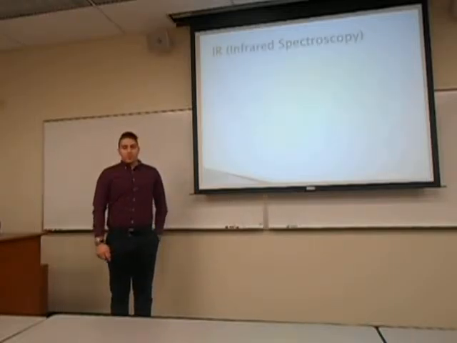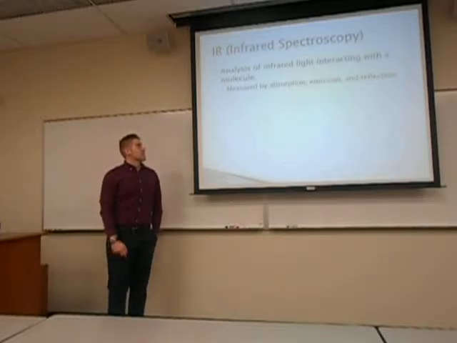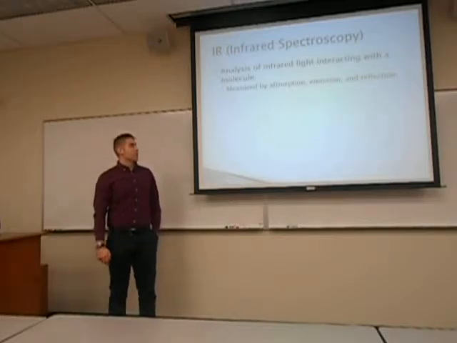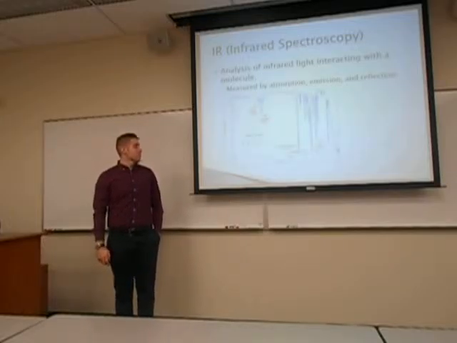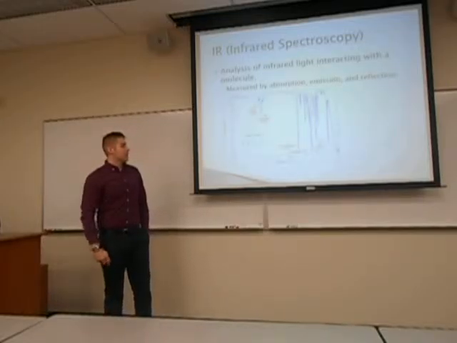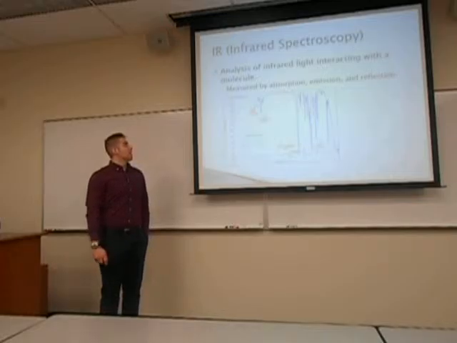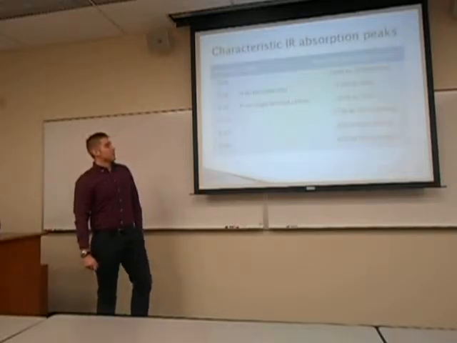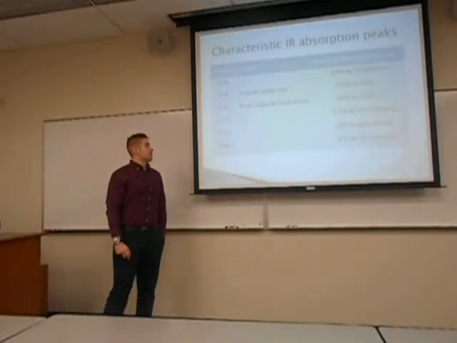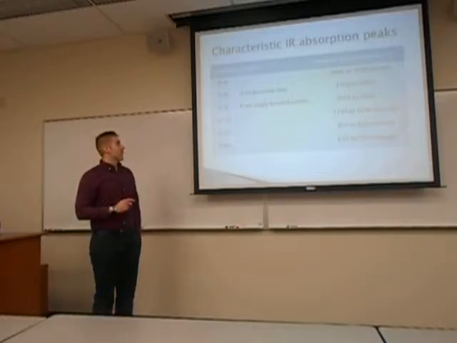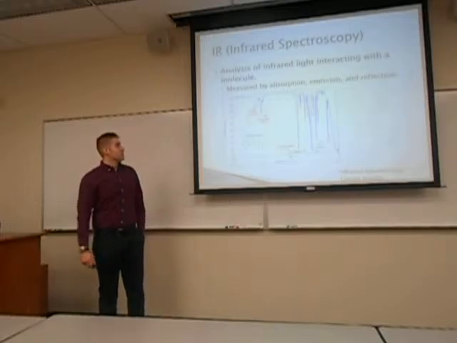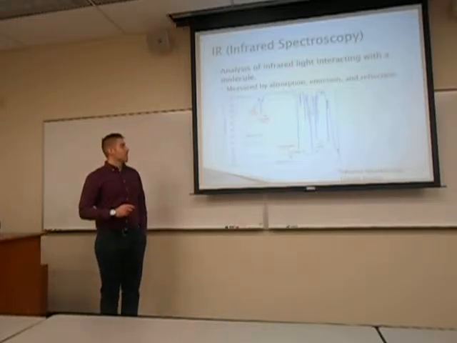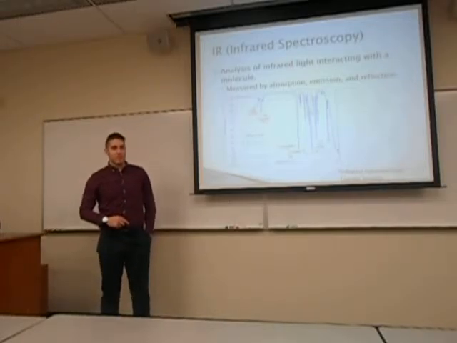For IR, infrared spectroscopy, this is the analysis of infrared light interacting with a molecule. It's measured by absorption, emission, and reflection. And this is an example of a spectrum for IR. With this, we have the range of absorptions. And so say, for example, we take a carbon-hydrogen bond from 3010 to 2800. We can use this spectrum and see that there is a carbon-hydrogen bond in this spectrum.